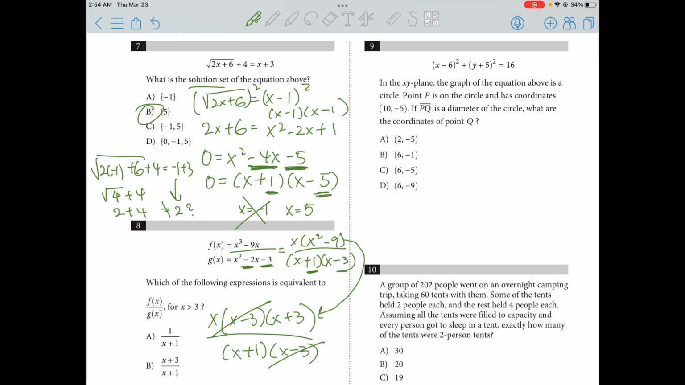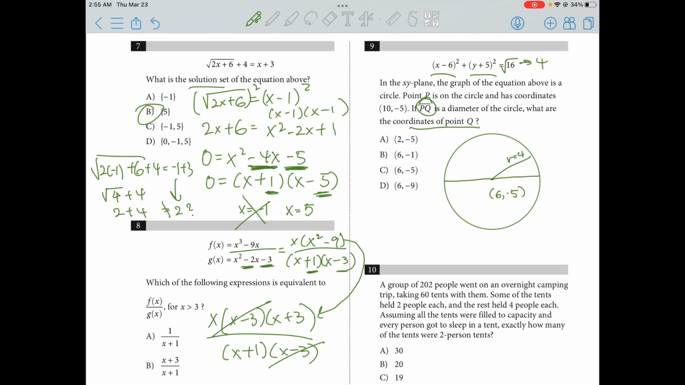Number 9. When we see this equation right here, we know it's going to be a circle. And what that means is the center of the circle would be at 6 and negative 5. And we square root that, gives us the radius of 4. So they're trying to find the coordinates of point Q. And they're saying that the line PQ is the diameter.